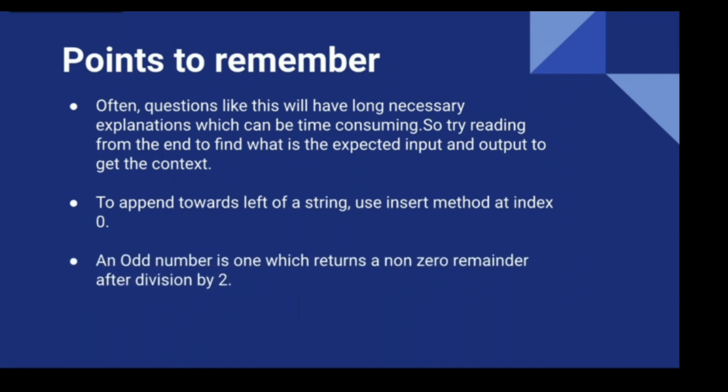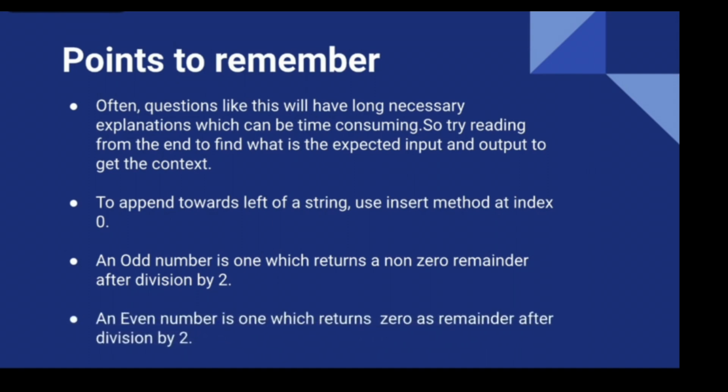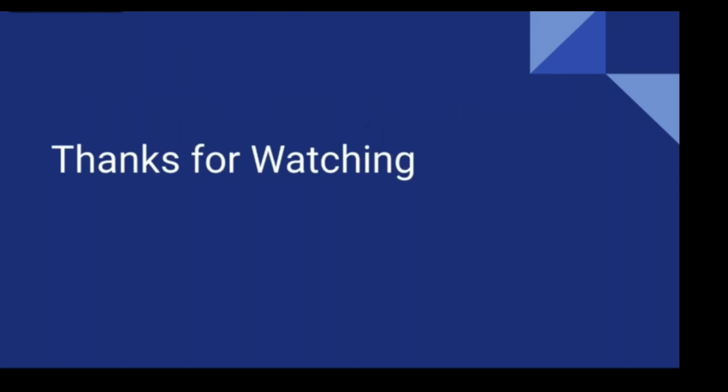An odd number is one which returns 1, a non-zero remainder after division by 2. So this remainder logic we are using to find out the right and left positions, and an even number is one which returns 0 as the remainder after division by 2. So having these points in mind, we will be able to solve the problem, and I hope it is easy to follow, and thanks for watching.